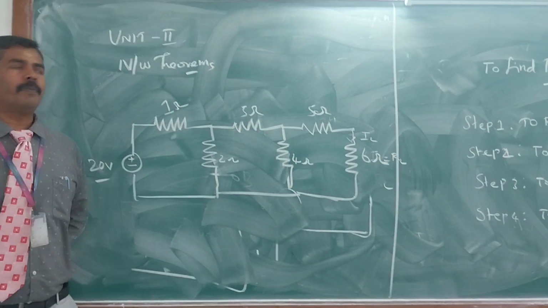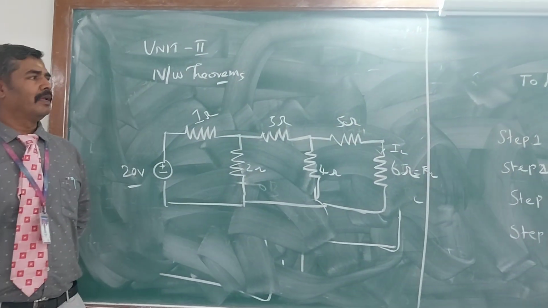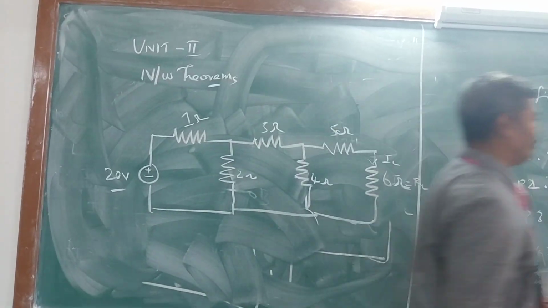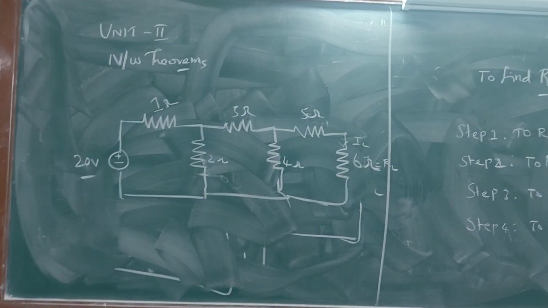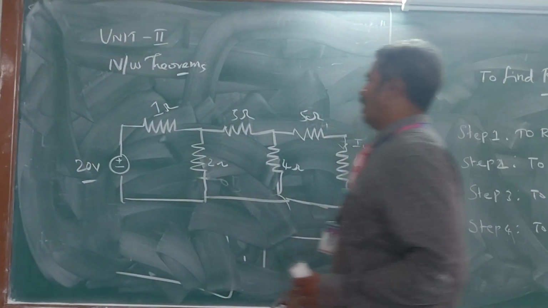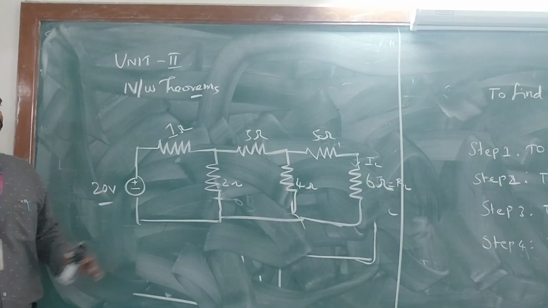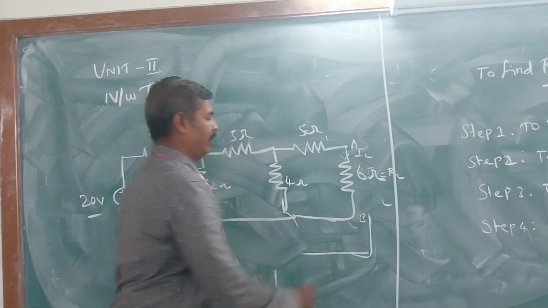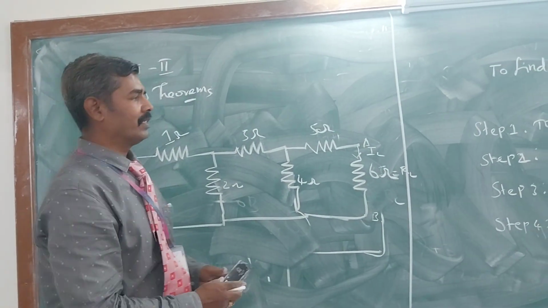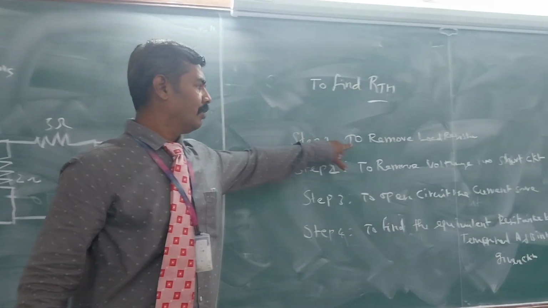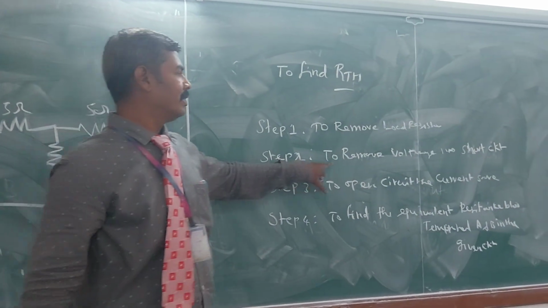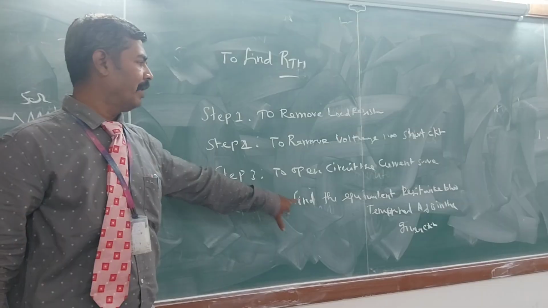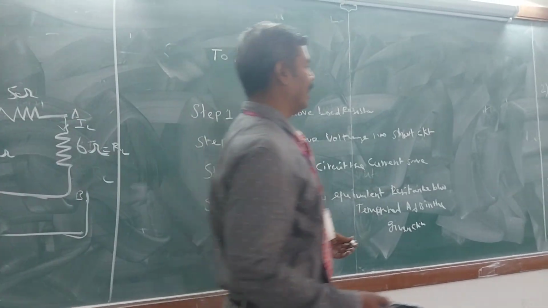Already I said there are two parameters we want to find. First, the Thevenin resistance. The first step is to remove the load resistor, the second step is to short circuit the voltage source, the third step is to open circuit the current source, and then find the equivalent resistance between the A and B terminals. First we take the Thevenin resistance calculations. Step 1 is to remove the load resistor. Step 2 is to short circuit the voltage source. Step 3 is to open circuit the current source. And step 4 is to find the equivalent resistance between terminals A and B.